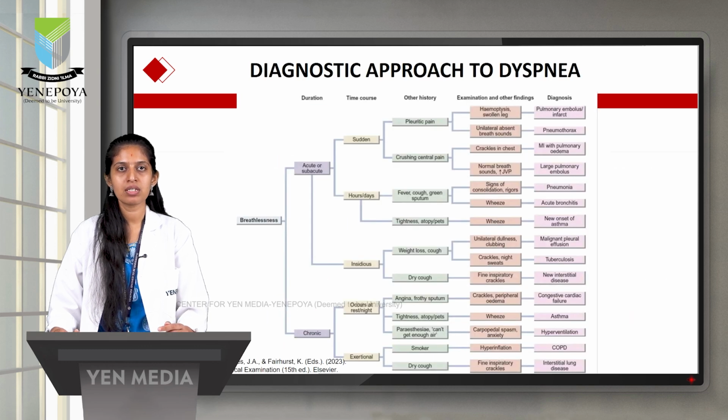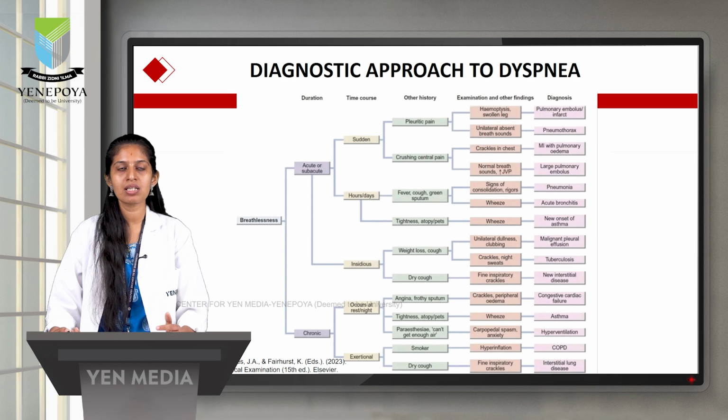So coming to a summary of the diagnostic approach to dyspnea. This flow chart mainly explains what the duration could be, what the time course could be, what the history could be, and what different examinations can be done to rule out the particular disease which is mainly causing the person to have dyspnea or breathlessness.